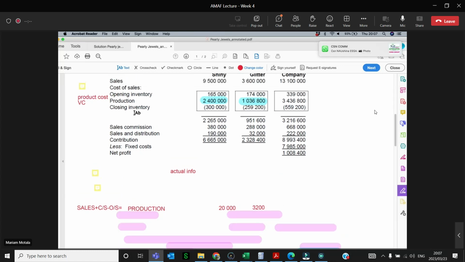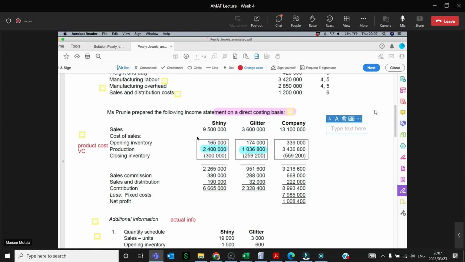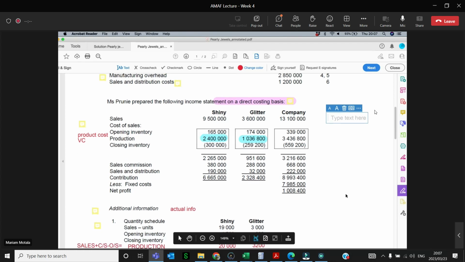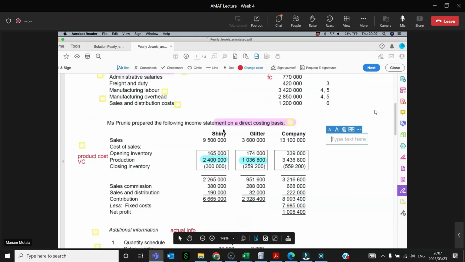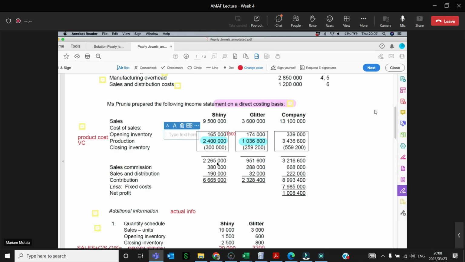Now let's go back. We know that this is the variable product cost. Opening inventory is valued at 165,000. But how many units is opening inventory? 1,500. So if you take this and divide it by 1,500, you will come up with the variable cost of opening inventory. If you take the 2.4 million and divide it by 20,000 units, this is an easy computation, 2.4 million over 20,000. You don't need a calculator, 120 rands.